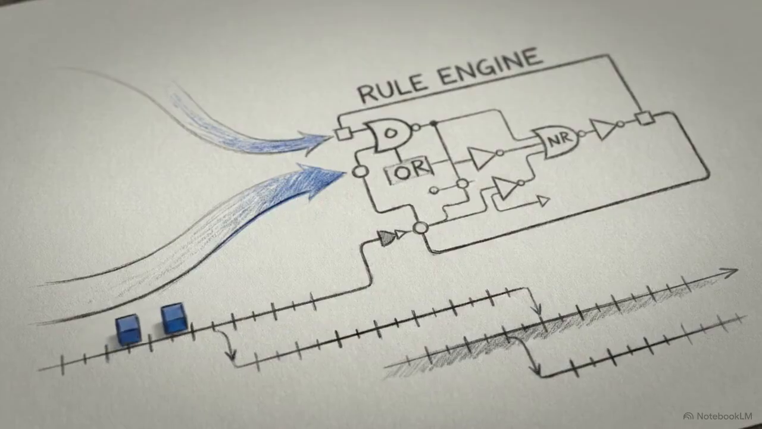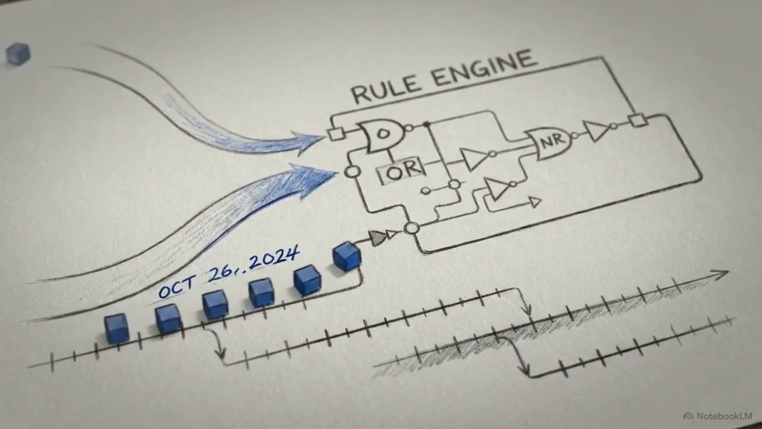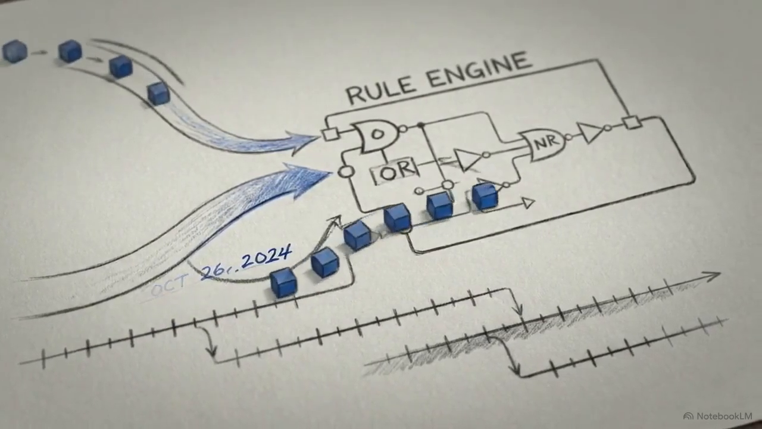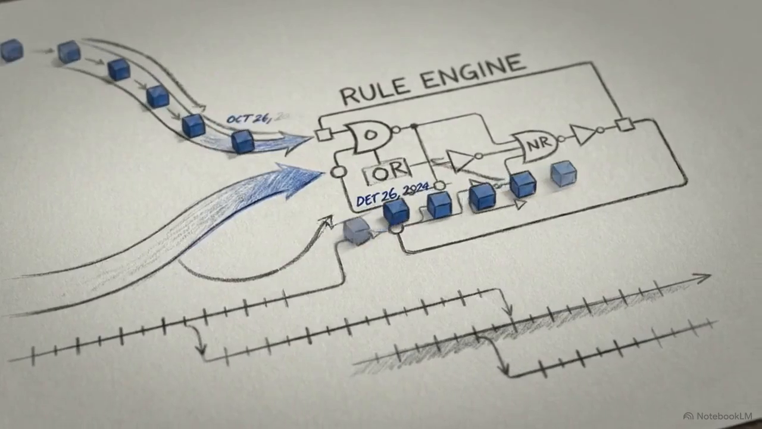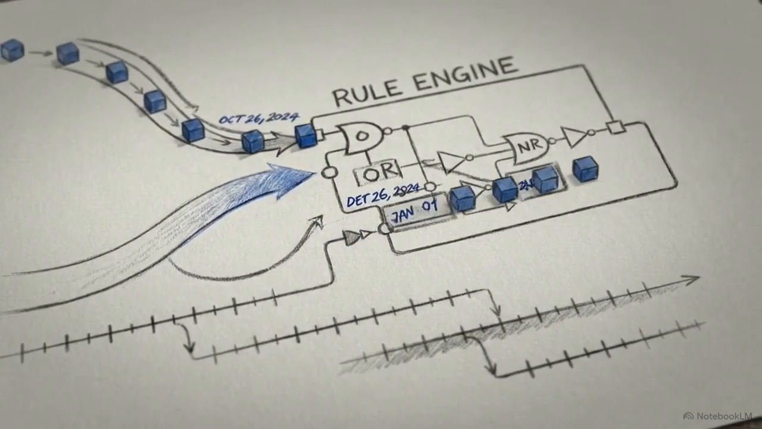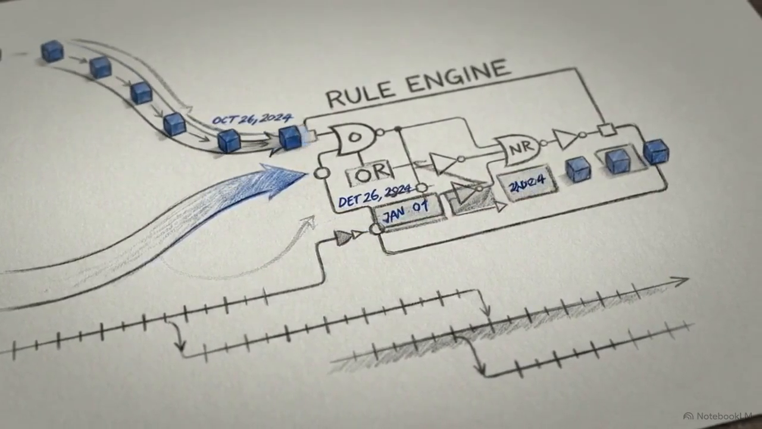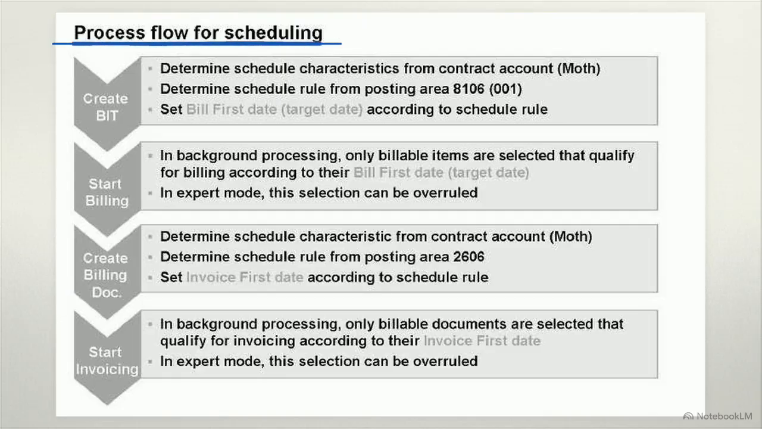By applying sequential date limits, fixed offsets, and factory calendars, the system transforms complex business logic into a single, actionable timestamp on the transaction record. This process flow details exactly how that timestamp is used. During the background billing job, the system scans the database and selects only the items where the calculated bill from date qualifies for billing today.